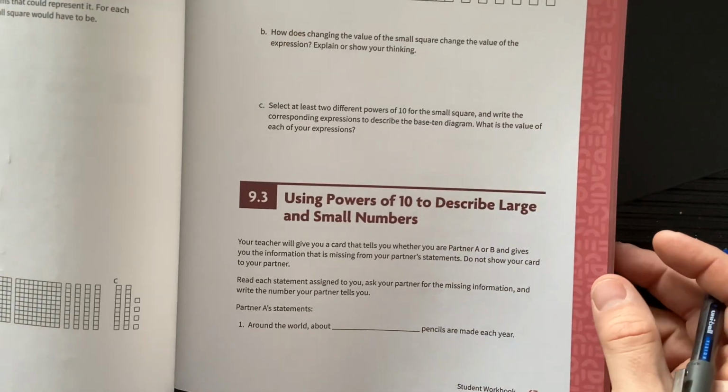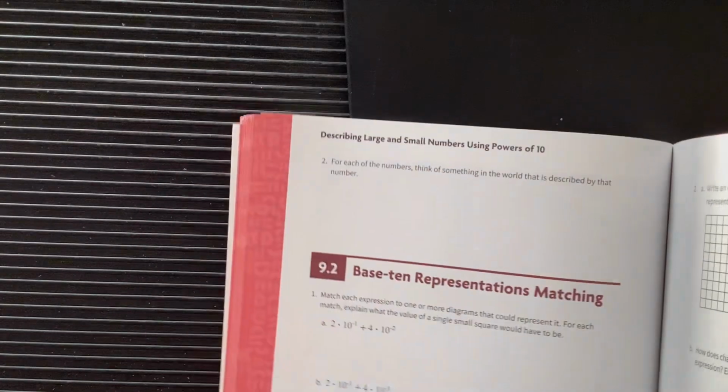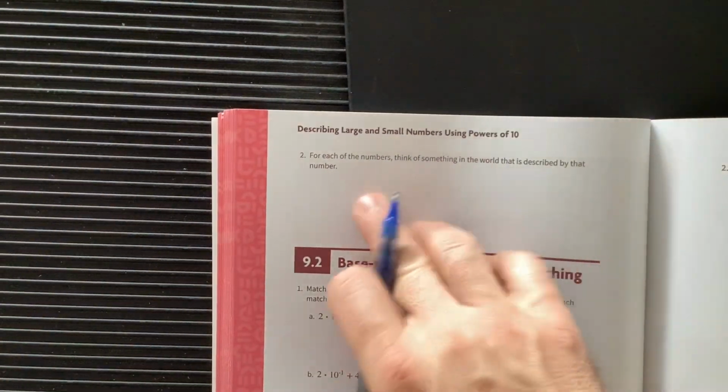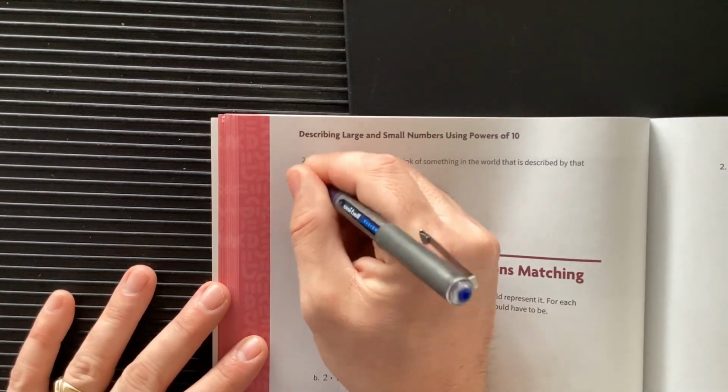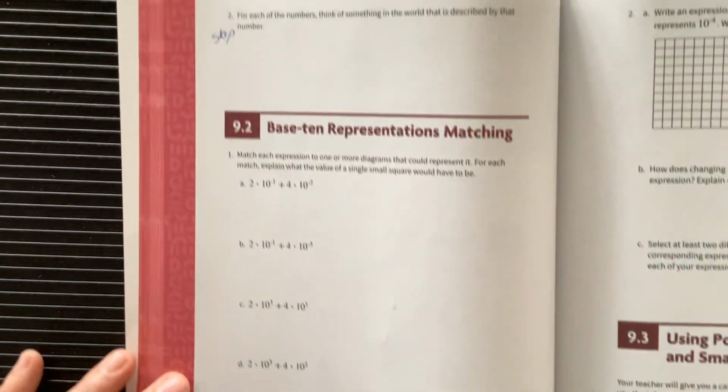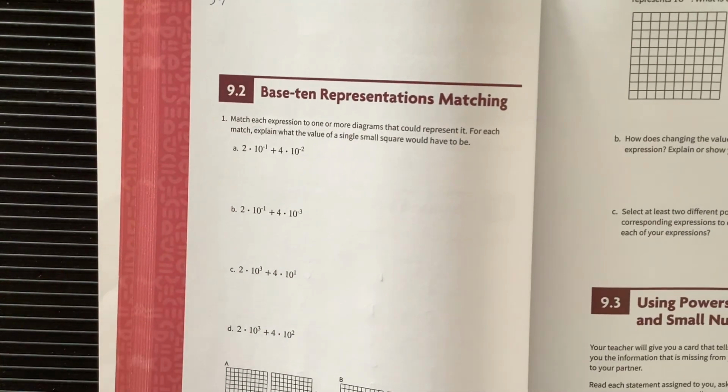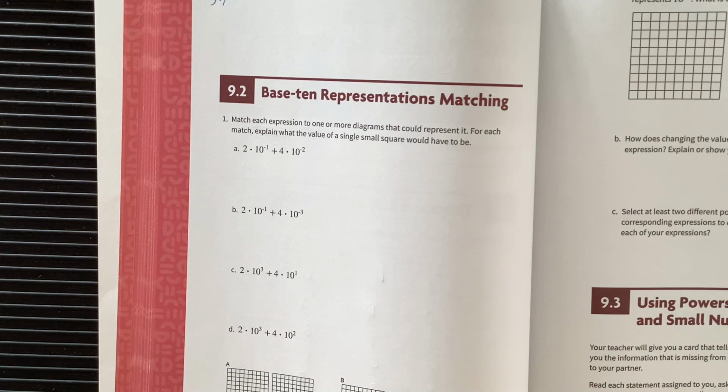Okay, next page. We're going to get to a question like this later on, so we can just skip by that one for now. When we get into partners for question 3, we'll talk about some of those things. Question number 2, directions. Lucas, would you read that, please? Match each expression to one or more diagrams that could represent it. For each match, explain what the value of a single small square would have to be.